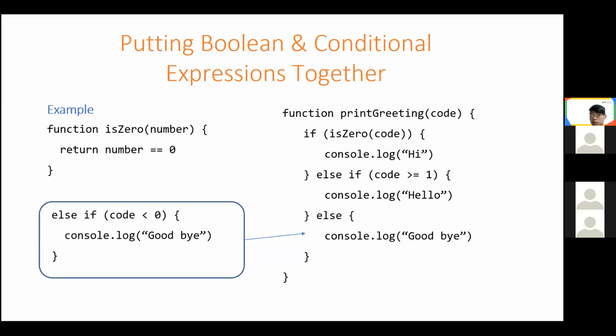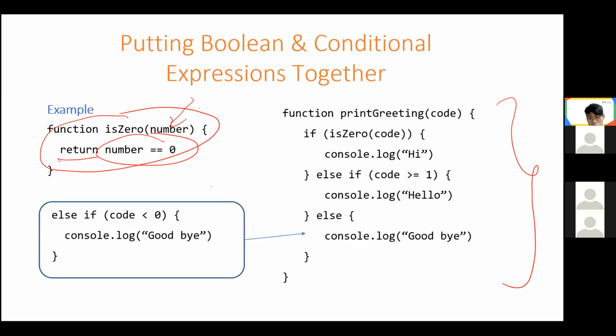This is one example of putting them together. I have a simple function here that checks whether a number is 0. I take in a number input and return this conditional expression. I check if number is equal to 0. Then I have this function called print greeting, and I take in a code. If this code is equal to 0, I console log out hi. Else, if it's more than or equal to 1, I will log out hello. Else, I will log out goodbye.